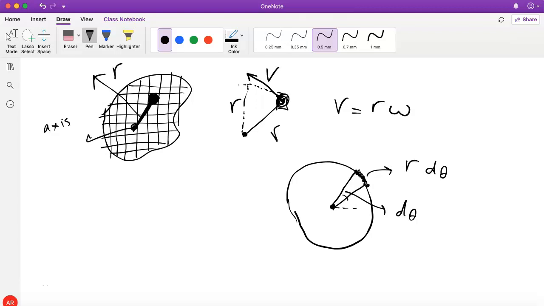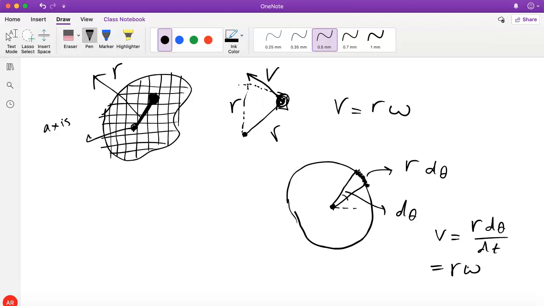As the particle rotates by angle d theta, the actual physical length that it moves is r d theta. If you make d theta smaller and smaller, this curve becomes closer to a straight line, and it's going to be perpendicular to the radius, which is tangent to the circle. Therefore, the velocity, which is distance divided by time, becomes just r d theta/dt, and d theta/dt is omega, so that's just r omega.